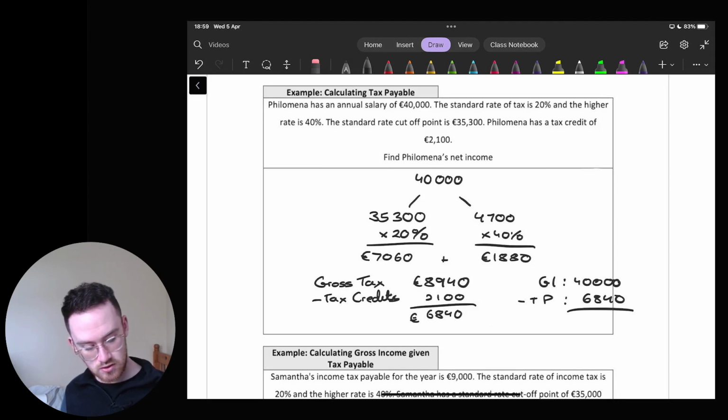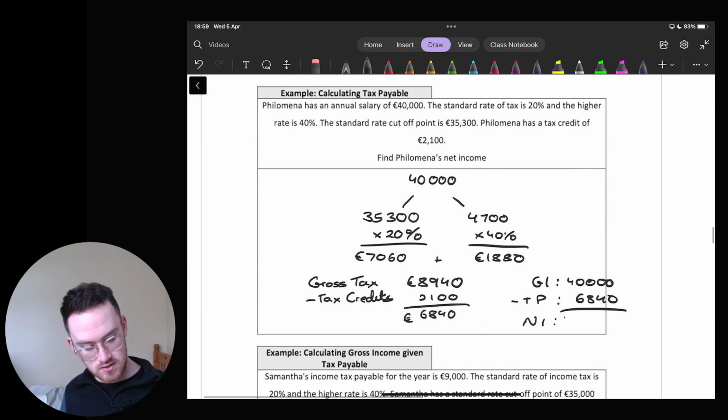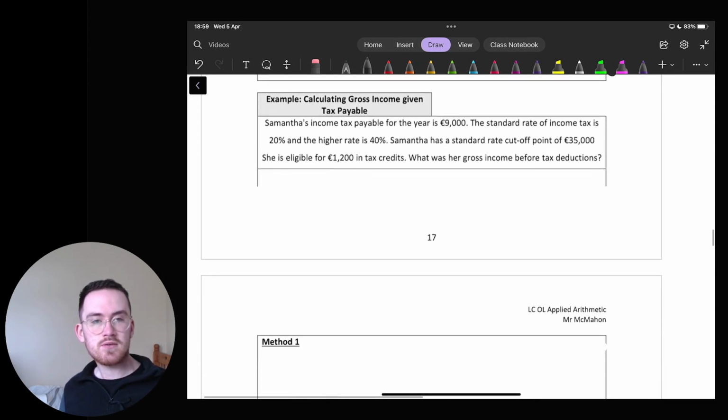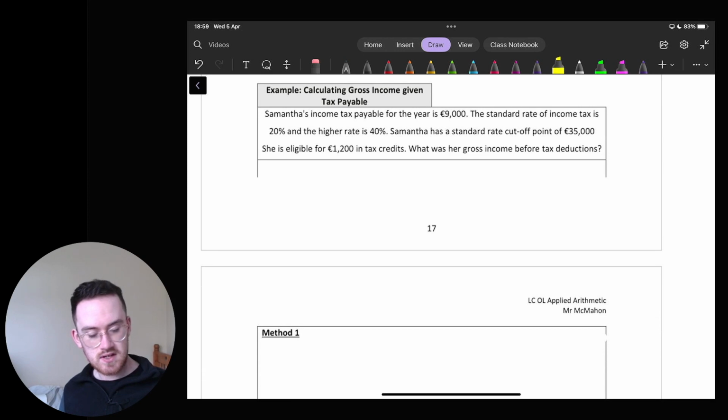And we get that her net income is 33,160 euro. Okay, so just following the steps through. The next part then, Samantha's income tax. We're given her income tax of 9,000. We are told the standard rate is 20%, higher rate is 40%, the standard rate cutoff point, and her tax credits. We're asked to find what's her gross income before tax.